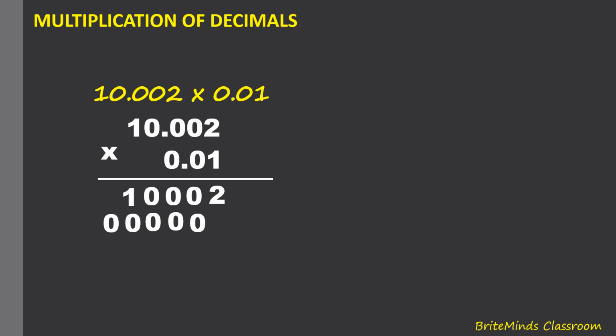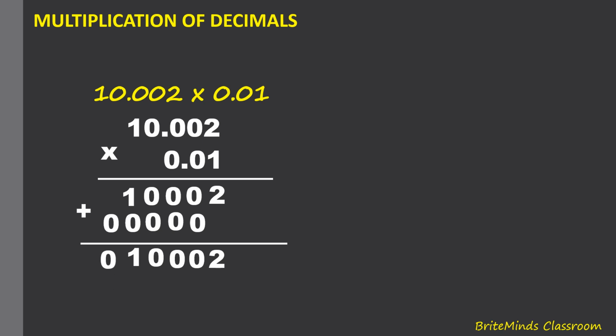And then when the product is obtained, we will add the products. Okay, so bring down 2. 0 plus 0 is 0. And then 0 plus 0 is 0. 1 plus 0 is 1. And then bring down 0.